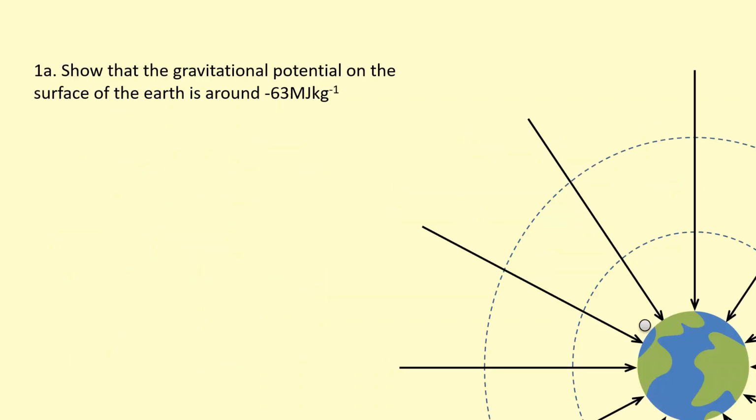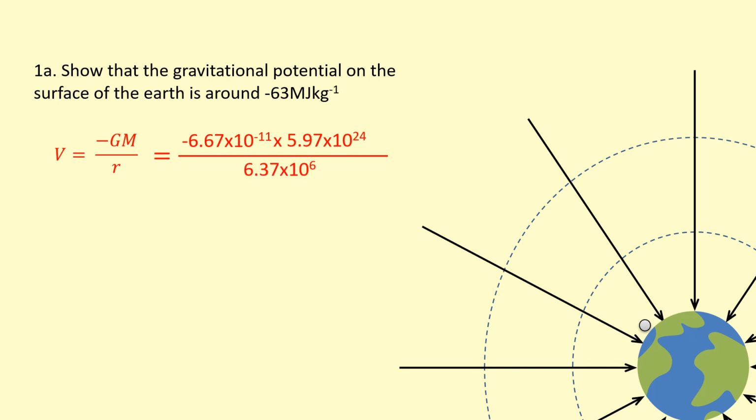potential. In this example, I'm going to show the gravitational potential on the surface of Earth is around minus 63 megajoules per kilogram. So I'm going to use this equation to calculate it. I've got the gravitational constant here, 6.67 times 10 to the minus 11, times the mass of the Earth, which we can get from our data sheet, so it's given to us, and divide by the radius of Earth in this case, because I'm trying to find the gravitational potential on the surface.